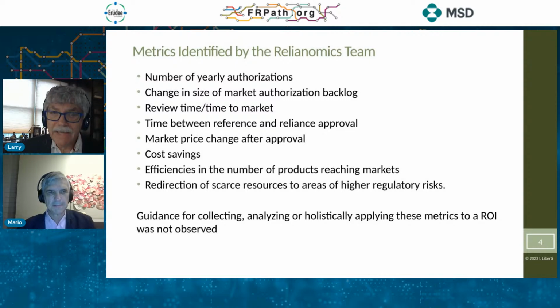So, although for many of the ones that you see here, researchers and others have come up with actual metrics to put behind them, in some cases, those metrics don't exist. It's just the concept. And if we were to move Relianomics forward, that's where we think it would be important, is to think about those metrics.